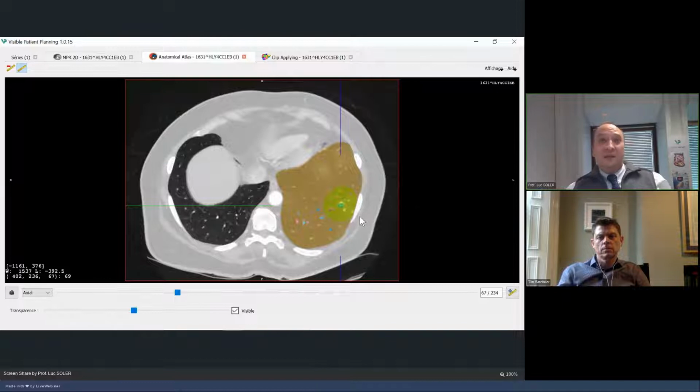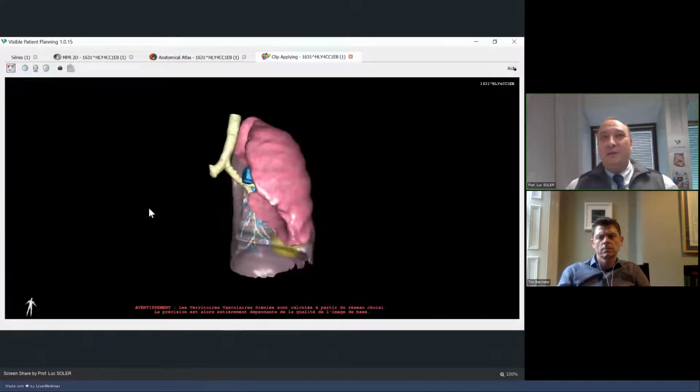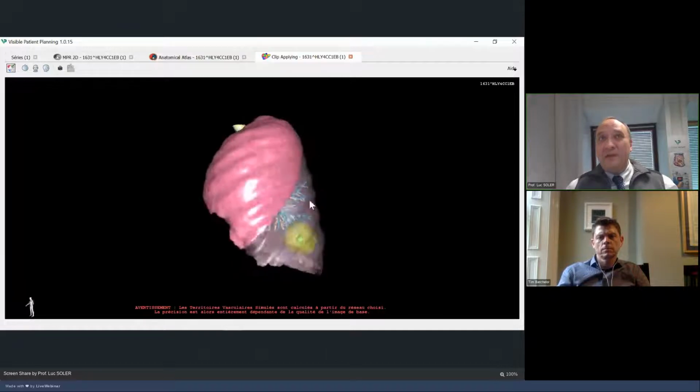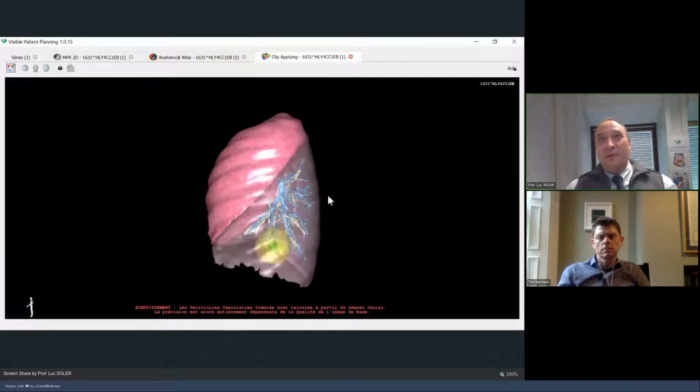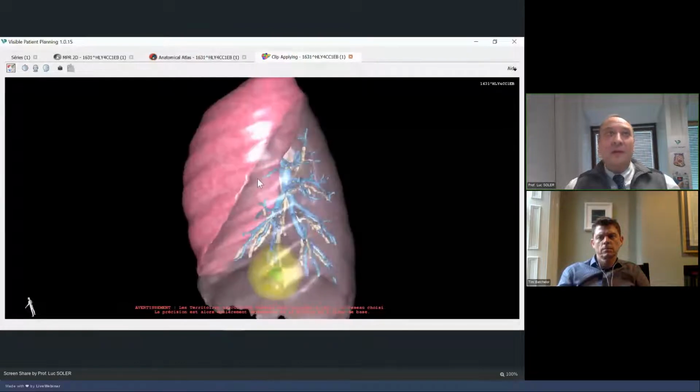It is like if I show you a map with colored roads, but it's not as nice as a real 3D image like this one. That is clearly better, as you can see. In this image, you see the upper lobe, the lower lobe of the left lung, and we clearly see the location of the tumors with the artery.